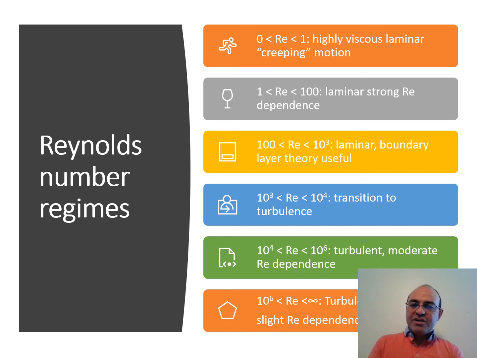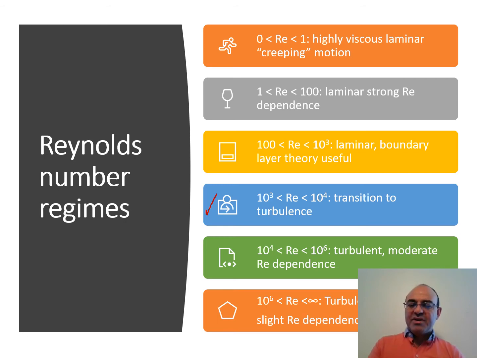Then a Reynolds number of 1000 to 10,000. We know that 2100 and 4000 are the limits for laminar flow and fully turbulent flow, and these are actually in this range. So this is the transition to turbulence range. For a Reynolds number higher than 10,000, it is definitely turbulent, up until 10 to the 6, which we call moderate Reynolds number dependence. It is turbulent flow, and the dependence on Reynolds number is moderate in terms of the effect on the pressure drop, friction factor, and so on that we will see later.